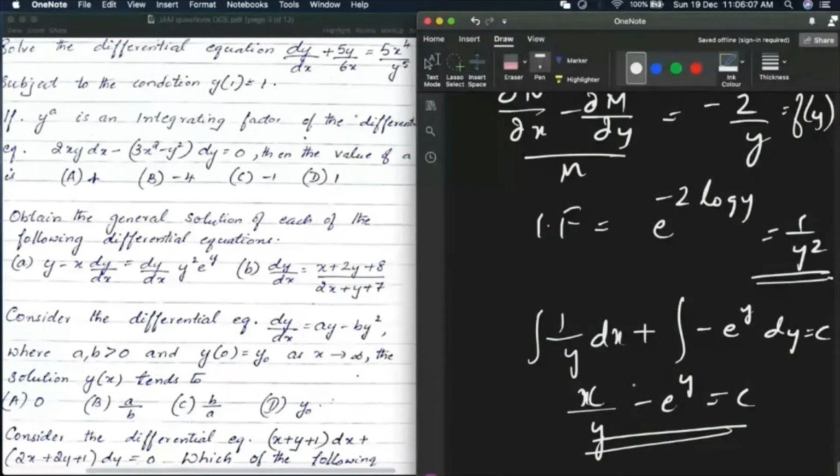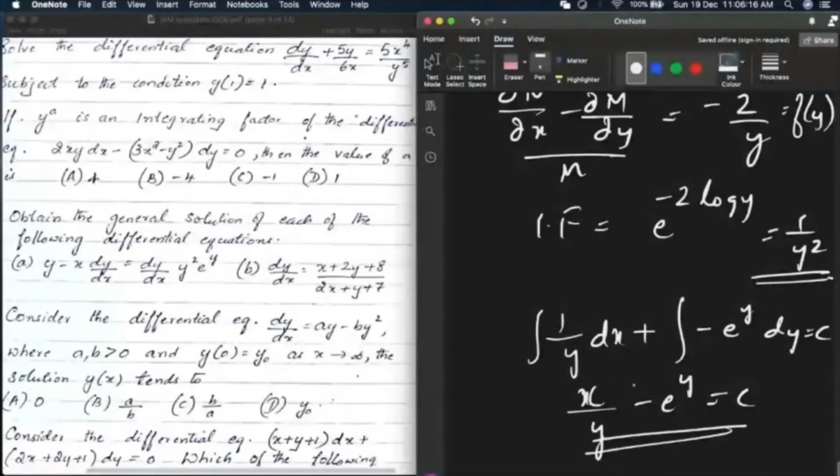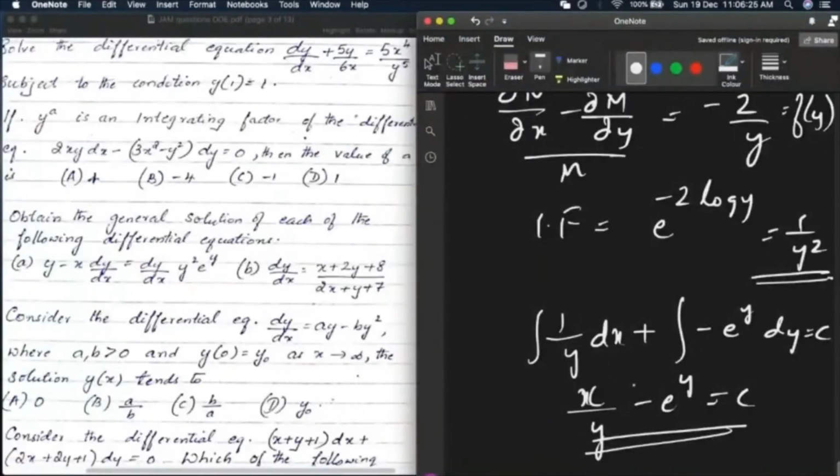What kind of differential equation is the second one? dy by dx is equal to x plus 2y plus, this is a standard form. Standard form, you remember, reducible to homogeneous? Yes, ma'am. See, once it is given in the standard form, you can just directly go for the substitution. So you have to put x is equal to x plus h and y is equal to y plus k. It's a lengthy problem, actually.